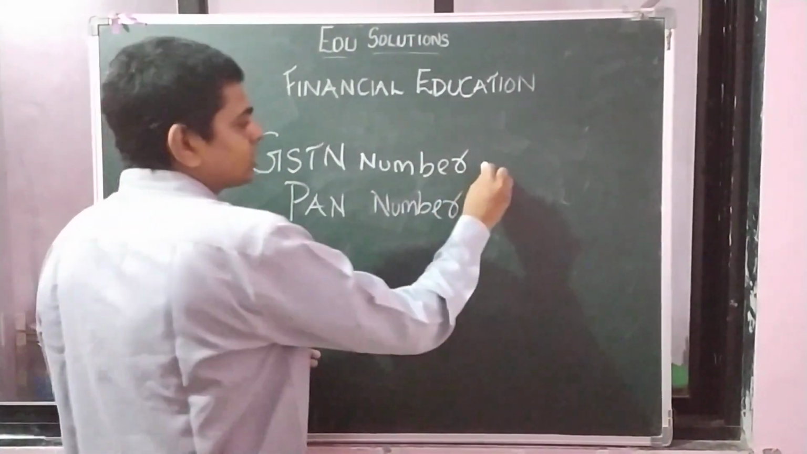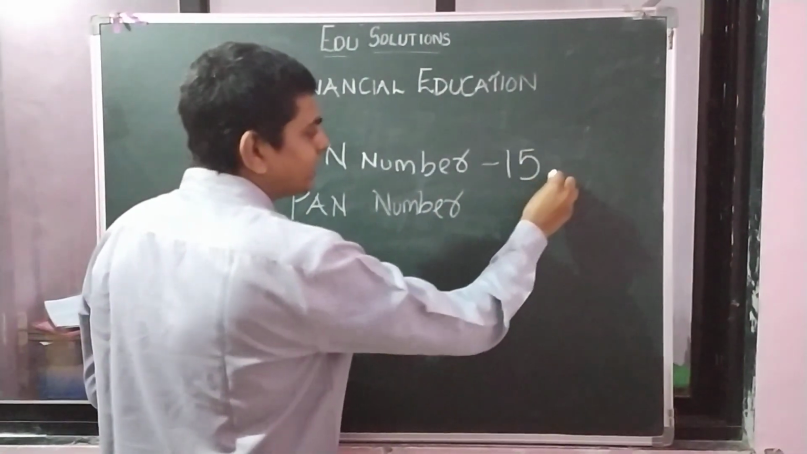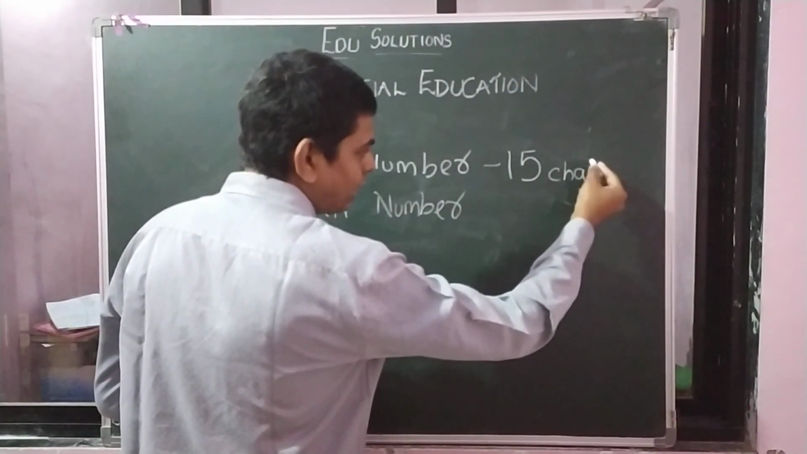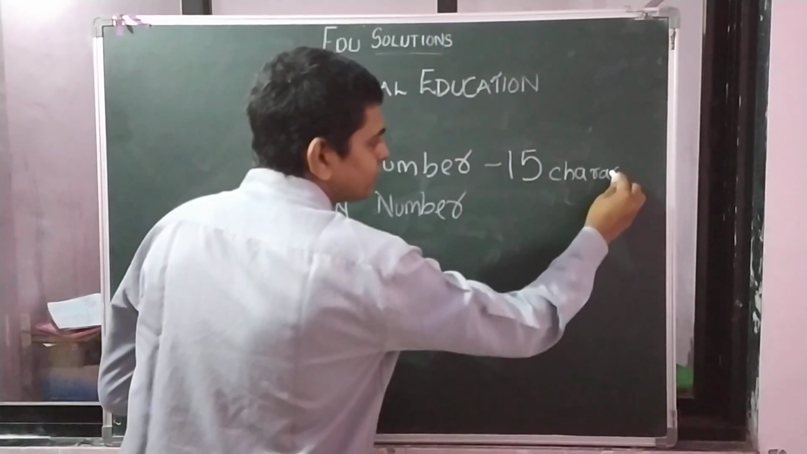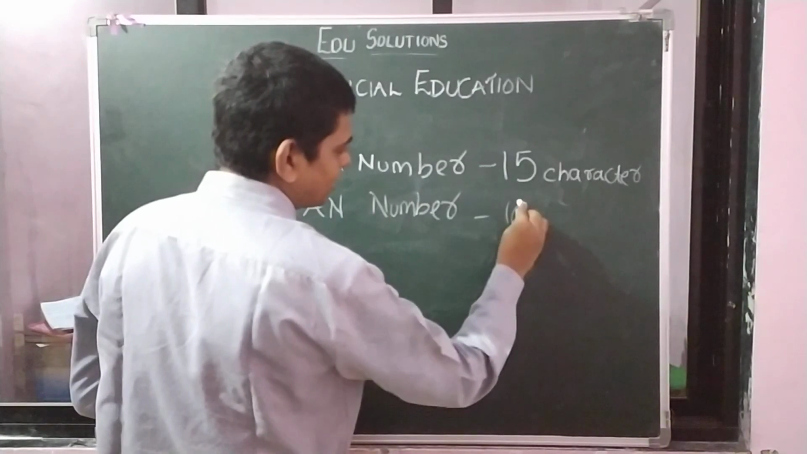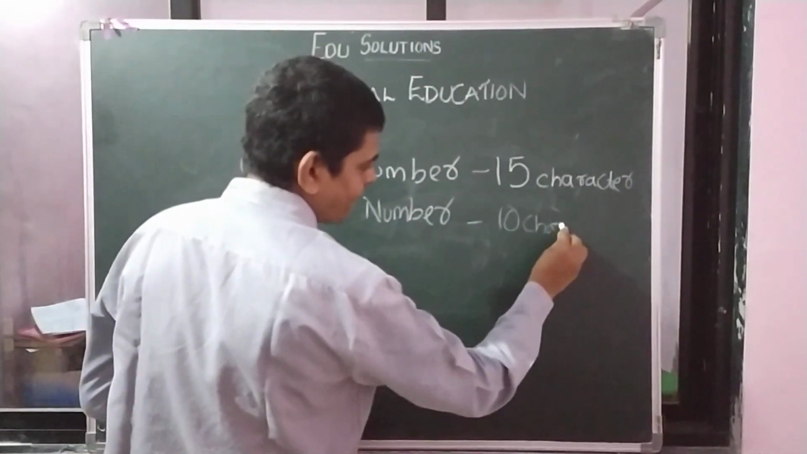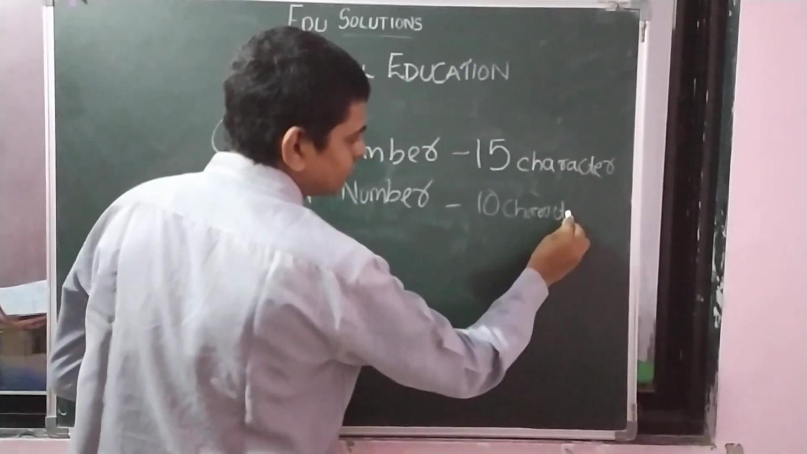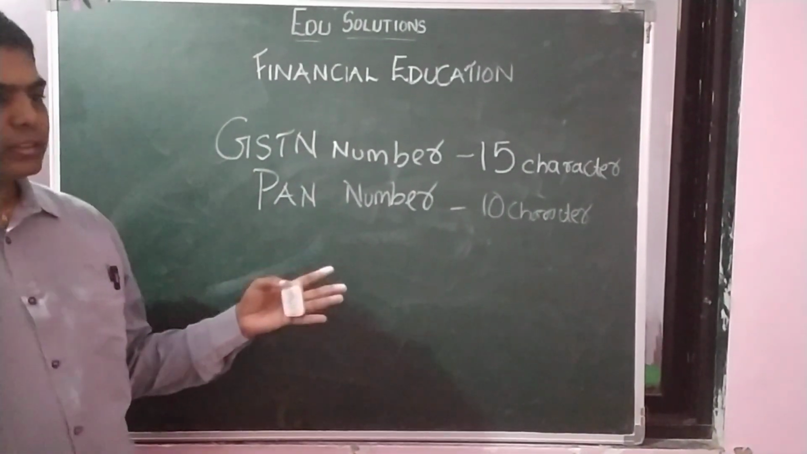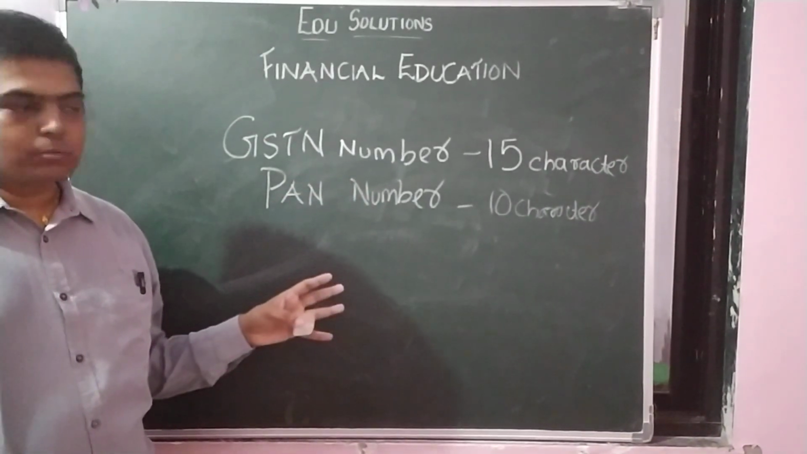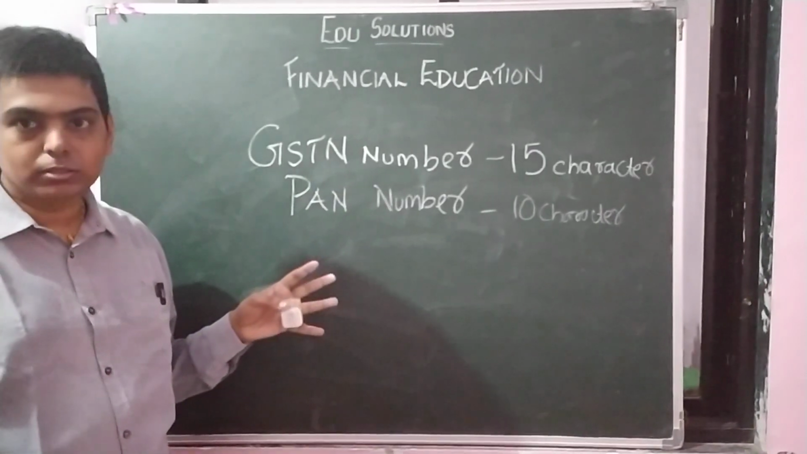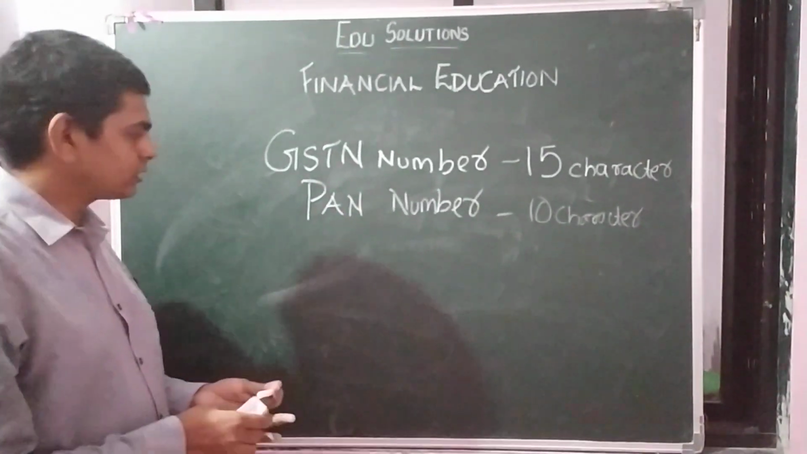Basically, the GSTN number is 15 characters. We say characters as it is not numbers alone, it's alphanumeric characters. And the PAN number is 10 characters. Basically we see these as some numbers or digits, but there is a lot of logic behind these two numbers. Let's see about that.